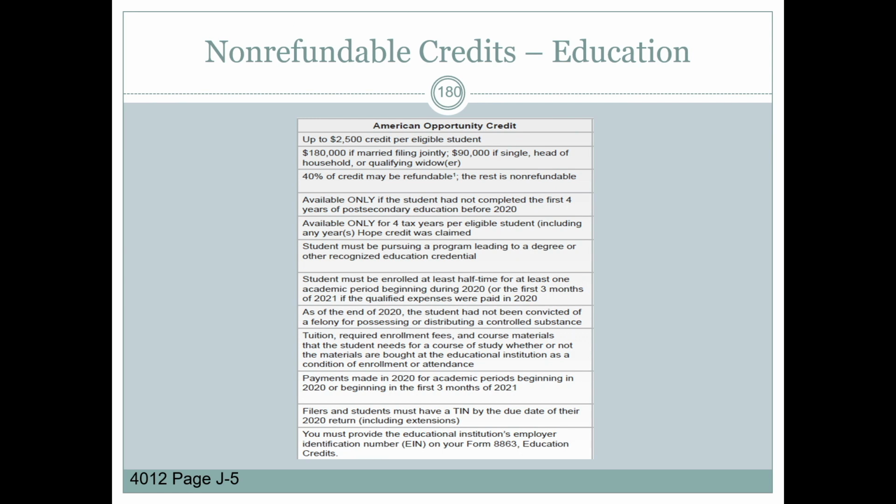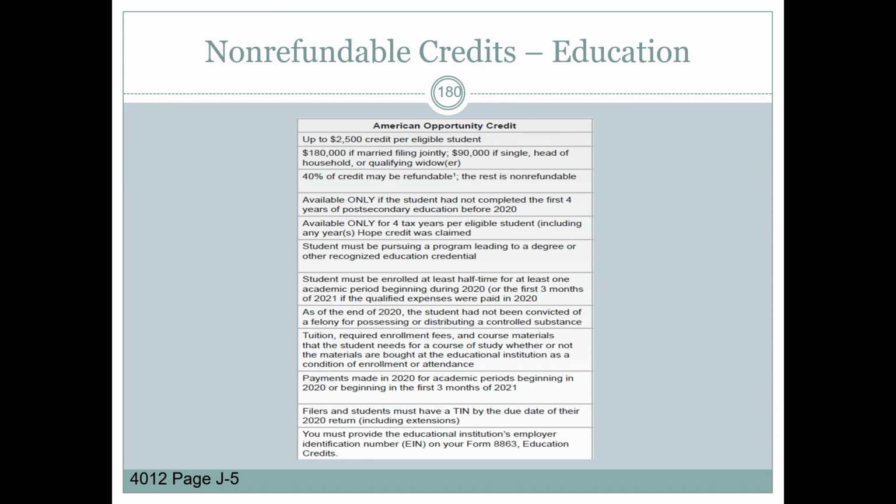Now, if you'll turn to page J5 of the 4012, it outlines the guidelines for the American Opportunity Credit. And again, the American Opportunity Credit generally is the most lucrative credit for the taxpayer, but it does have some stringent guidelines, particularly up to $2,500 of the credit per eligible student. So if the taxpayer has 3 kids in college, then they could get up to $2,500 for each child, unlike the other credits.